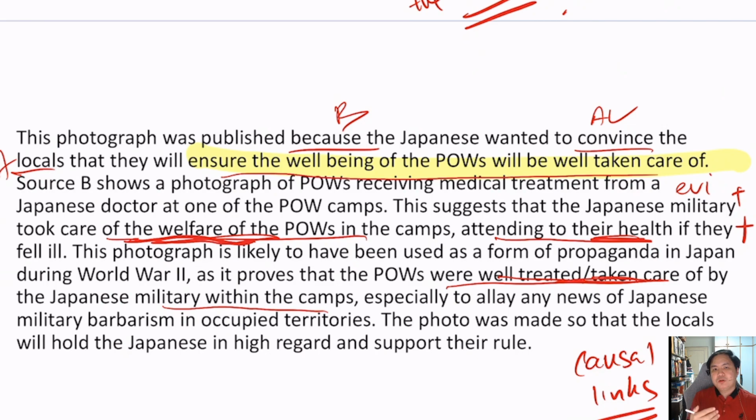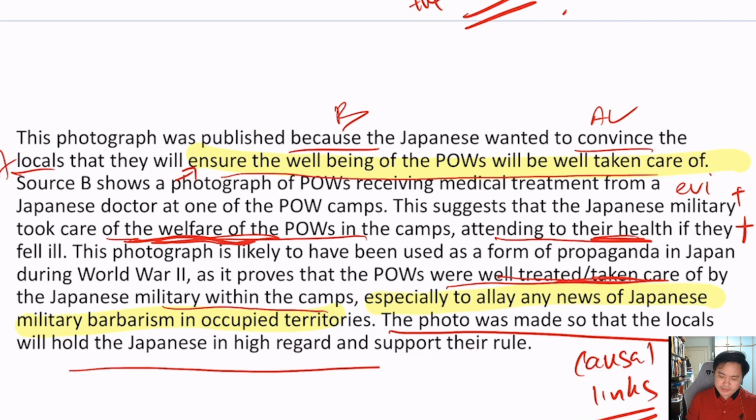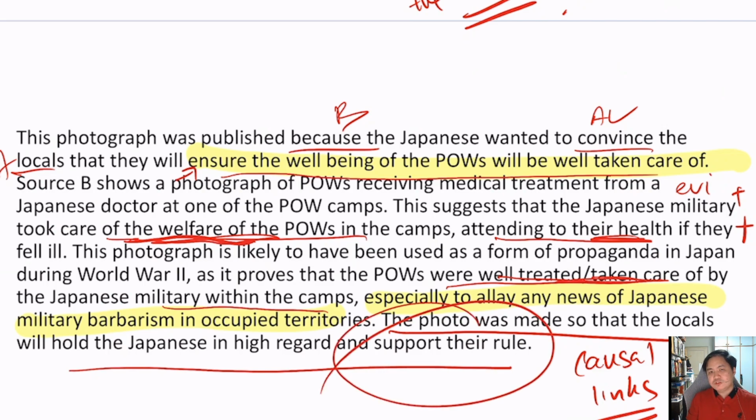Yes? So now, what is the context of this picture? Why was there an urgent need to produce this picture? Well, the context is here. There were fears of military barbarism in occupied territories inside Japan. Alright, so due to all these fears, they need to come up with this picture quickly in order to allay these fears and tell you that actually the well-being of the POWs is being taken care of. Yes, and finally is your outcome. What do you want the local people to do? I want the locals to hold the Japanese in high regard, support their rule. So basically it is to obey them, to support them, and not to hold grudges against them, to not believe in the negative reports.